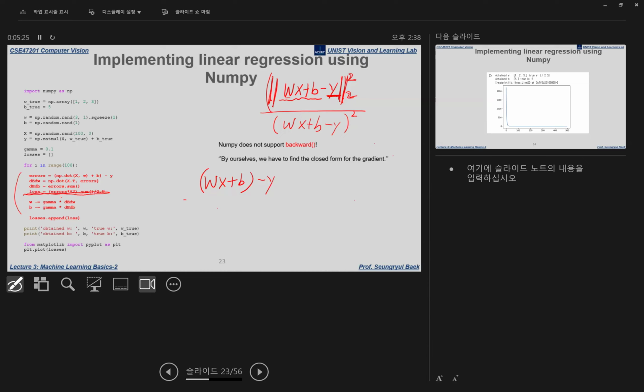Anyway, in this code, we first find these errors, which is just the difference between the predicted value and the ground truth, and then we apply the square, then sum everything and multiply by 0.5. So this is our loss, or you can call it the error between the predicted value and the ground truth.